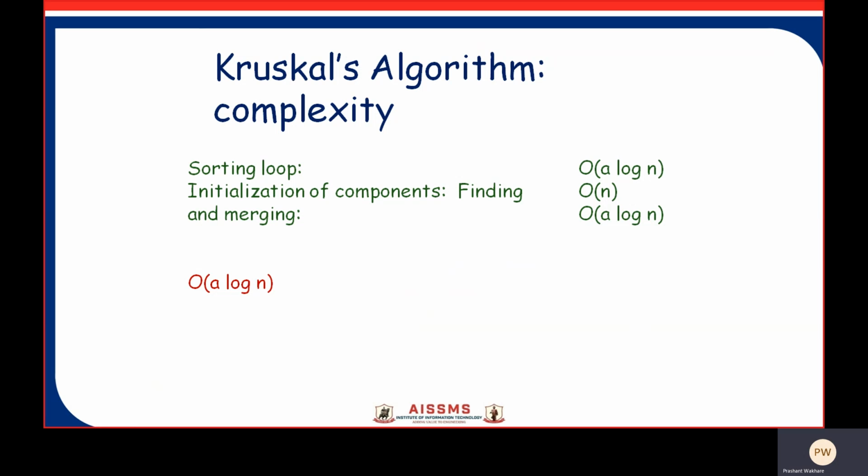Next, the complexity is very important. The sorting loop complexity is O of E log n. Initialization of the components, or the finding, the complexity is O of n, and merging is O of E log n. The final Kruskal's algorithm complexity is big O of E log n.